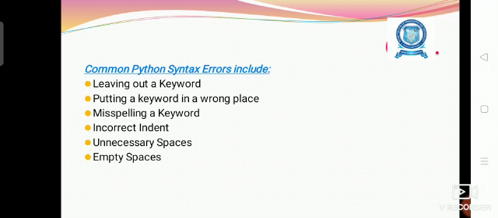For example, after the while loop, the body of the while loop should be placed after leaving an indent, isn't it? Similarly, in the function definition, the first line is the function prototype. Inside the function definition, we have to leave some indent. So in the necessary places, we have to put the proper indentation. Okay, so incorrect indent will be a syntax error. Then unnecessary spaces. When we leave unnecessary spaces, it will show a syntax error. Then empty spaces. So these are all the root causes of syntax error.